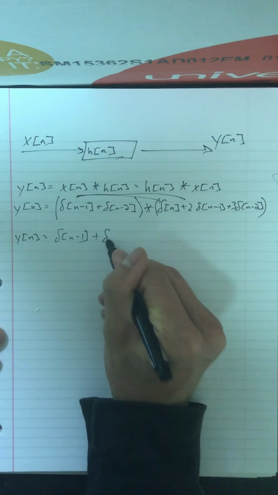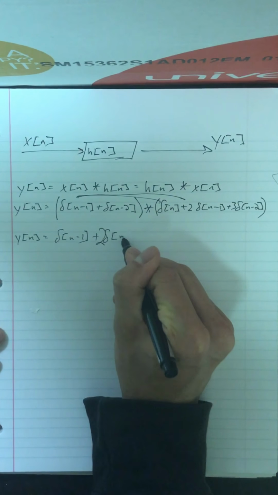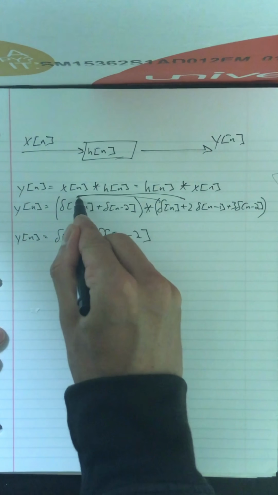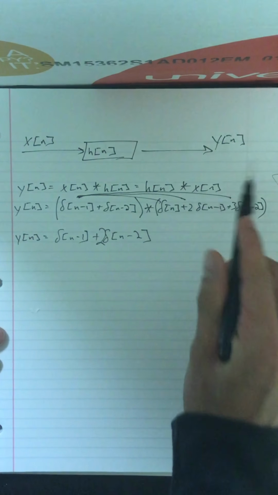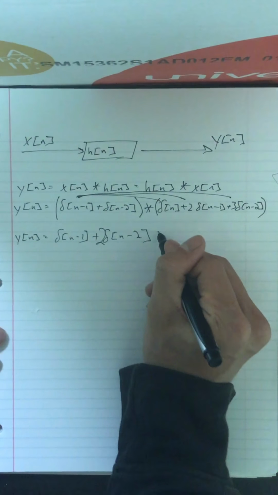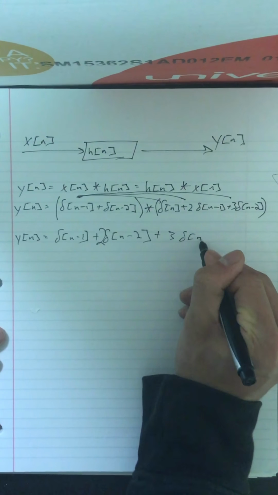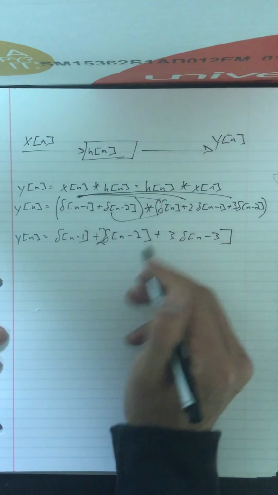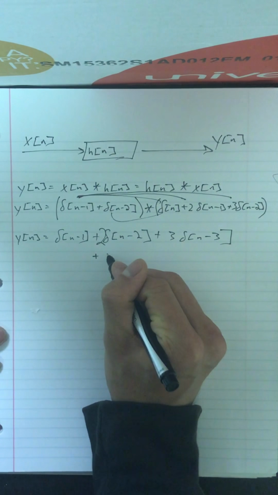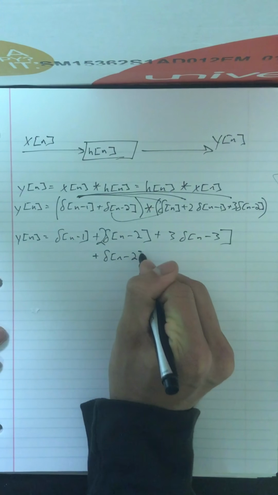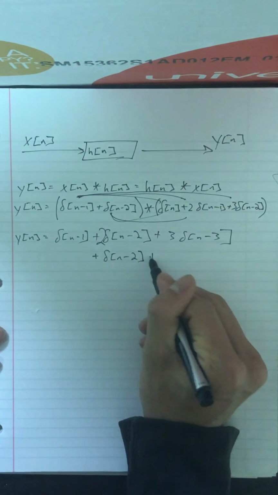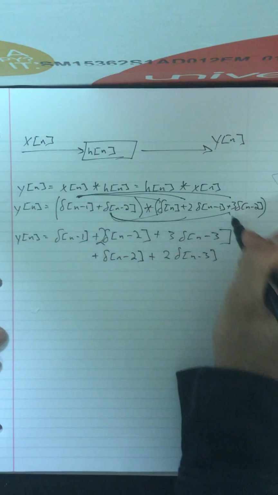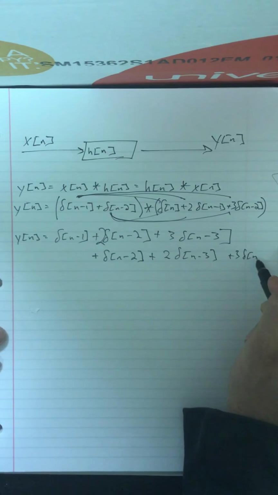Well, that's going to be 2 times delta of n minus 2. Delta of n minus 1 convolved with 3 times delta of n minus 2. Well, that's going to be 3 delta of n minus 3. Now, we're going to keep going. It's going to be 2 delta of n minus 3. And finally, it's going to be plus 3 delta of n minus 4.